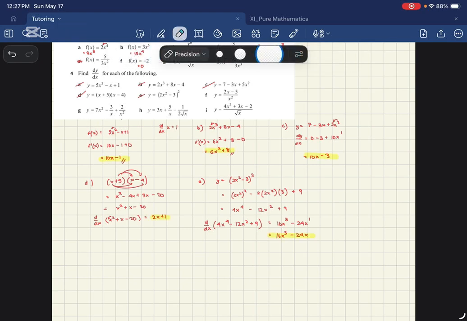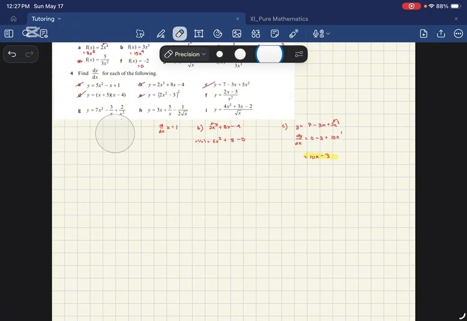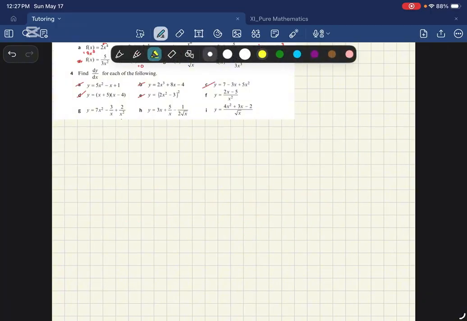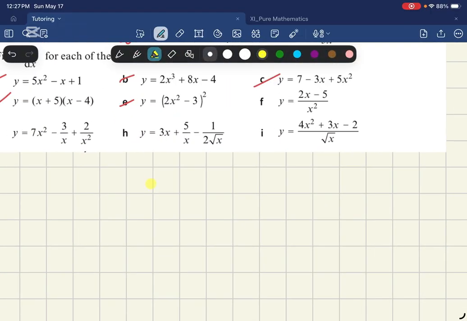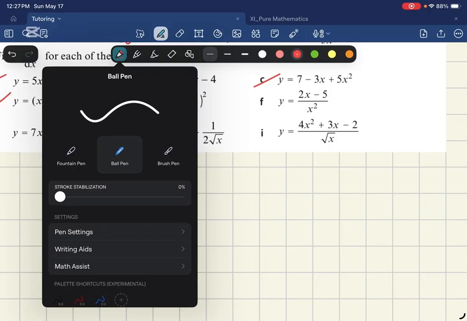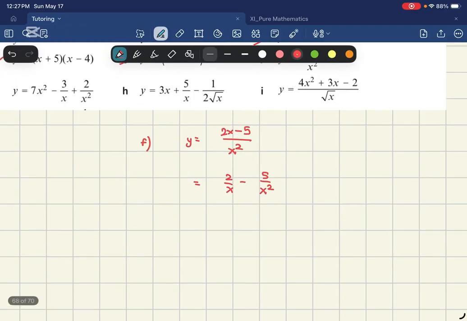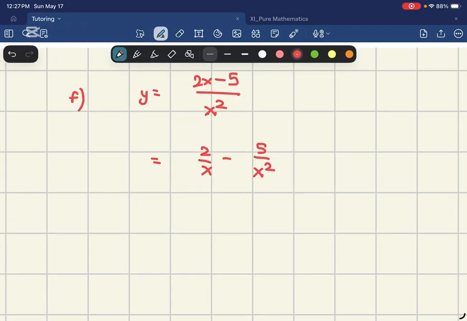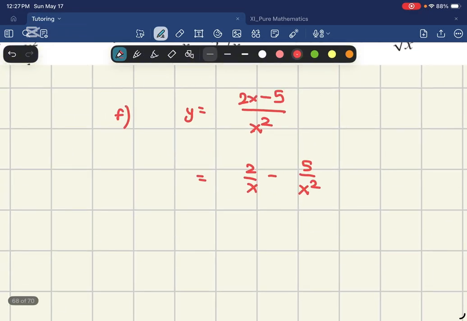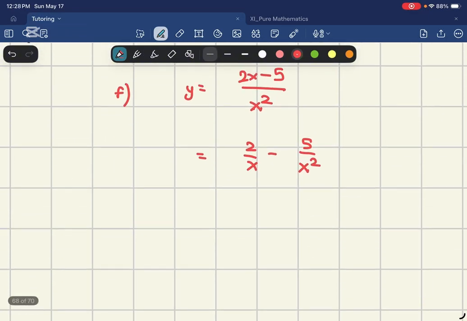All right, so let me erase everything here. So F gives me (2x minus 5) over x squared. So that is going to be 2 over x minus 5 over x squared, right? If you write it as a simplified version, this is how it's going to look. So it's going to be 2x over x squared, but then the x is going to cancel out.